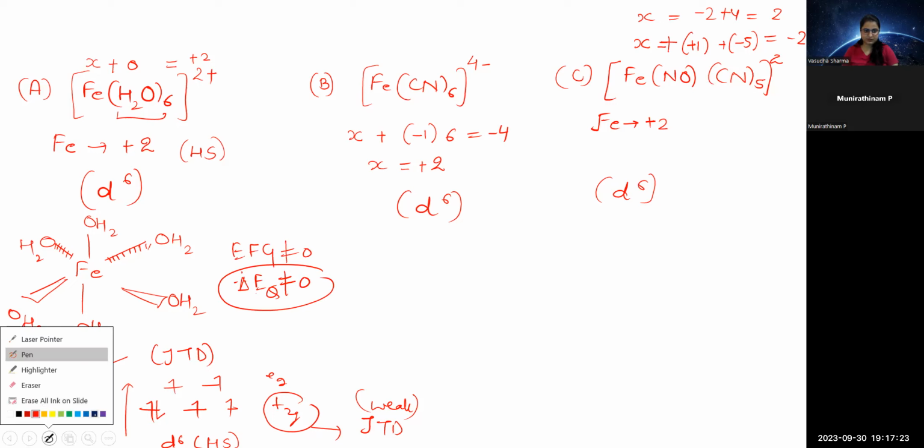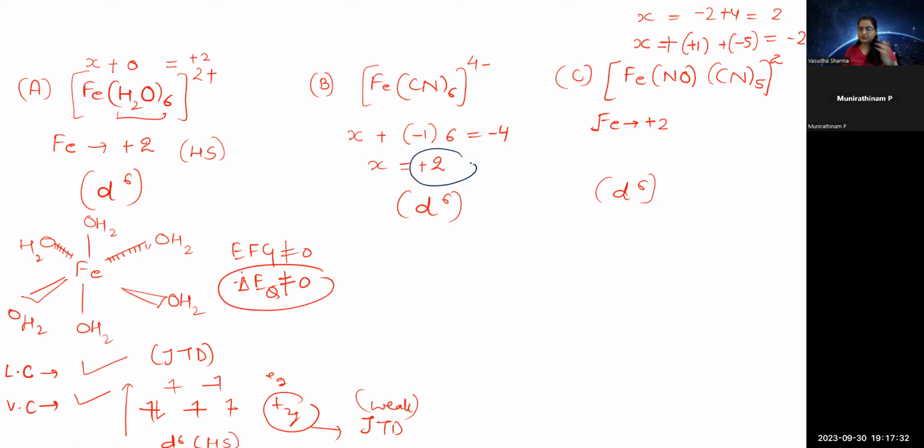Clear, ma'am. Okay. Now we'll go to the second case, which is the iron cyanide complex. Firstly, we got to know that it also has iron in +2. Second thing, before going to the electronic configuration and the distribution of the d electrons, we need to see whether the ligand CN negative is a strong field or a weak field ligand, and whether it is going to make a high spin or a low spin complex.